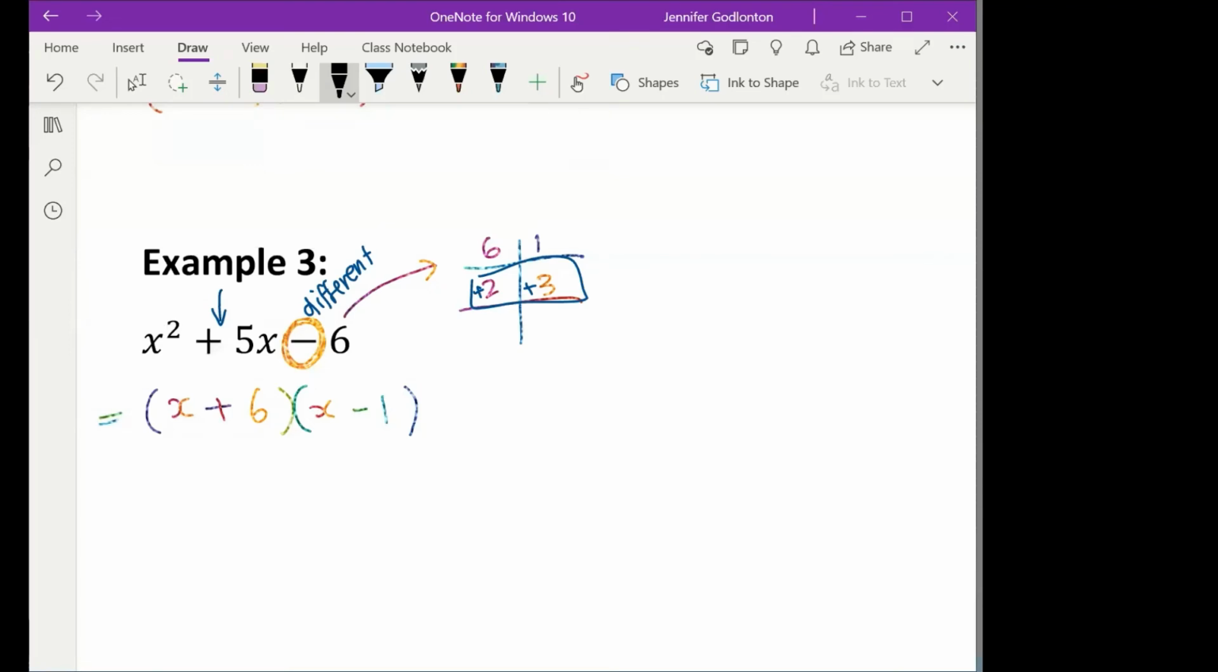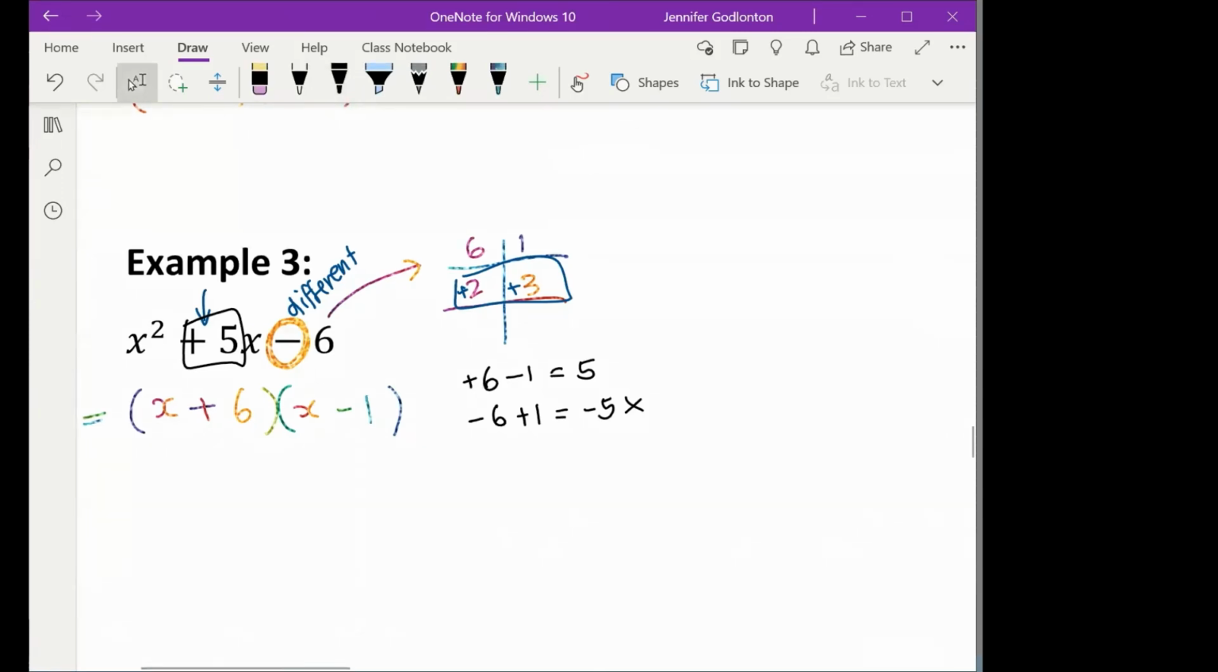Is that a big difference? No, because when I look at this, if I'm trying to get positive 5, and I have 6 minus 1, that's going to give me positive 5. But if I have negative 6 plus 1, that's going to give me negative 5, which I don't want. And so it's very important that the 6 is positive and the 1 is negative. Okay, ma'am. Thank you, ma'am.